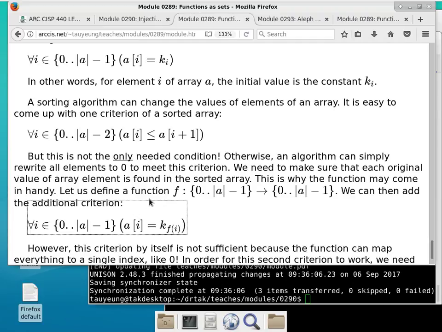Is that making any sense? So this is one application of why the term bijection is useful, because now we can describe and say that f has to be bijective in order for this to be a sorting algorithm. Is that okay so far?